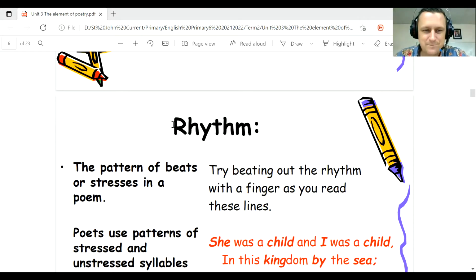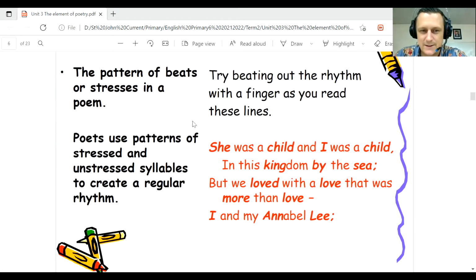So the pattern of beats or stresses. What does it mean, stressed and not stressed? It means the word that you say loudly, that you want people to really know. It doesn't only have to be a word, it can also be a syllable.